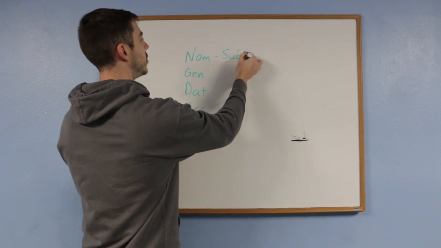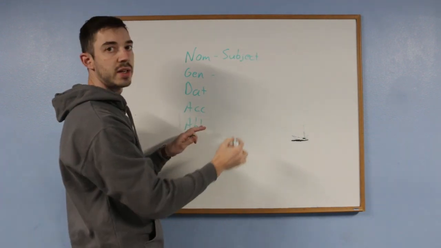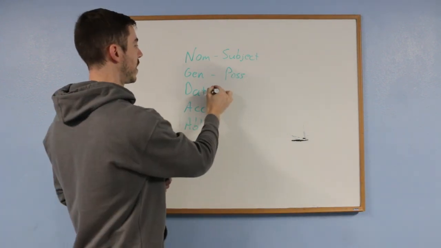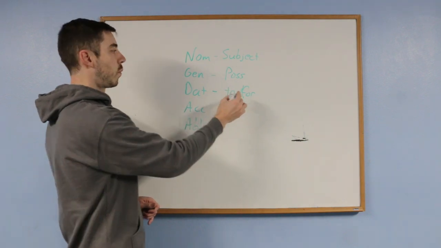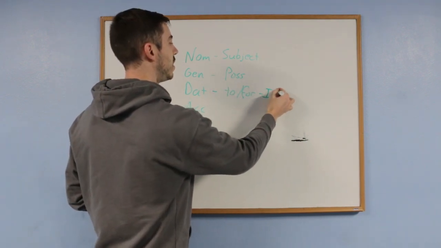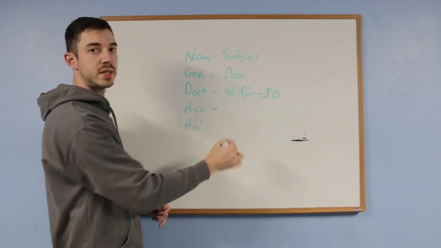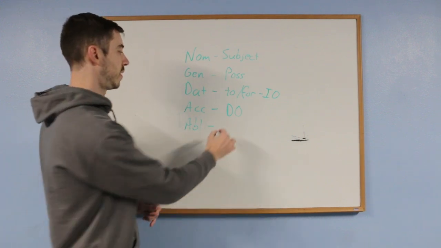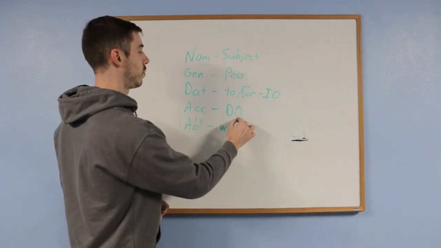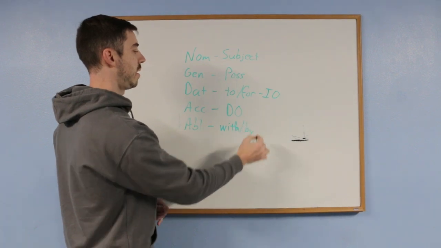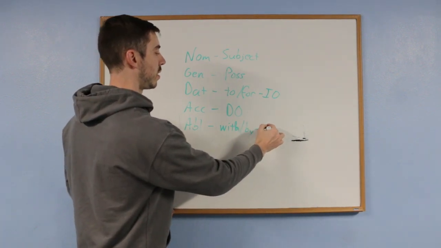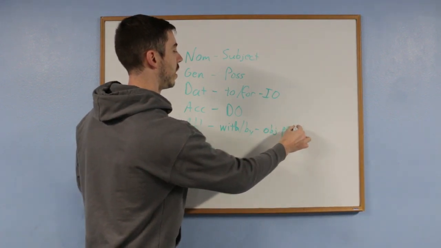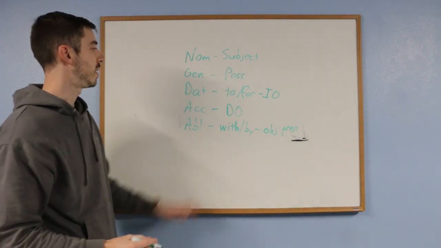Nominative is the subject of a sentence. Genitive is possessive, so if we want to say that a noun has something. Dative, we usually use to or for, and this is usually the indirect object. Accusative is the direct object, and then ablative we usually use with or by, and that is usually the object of a preposition. So we'll say object prep, object of a preposition.